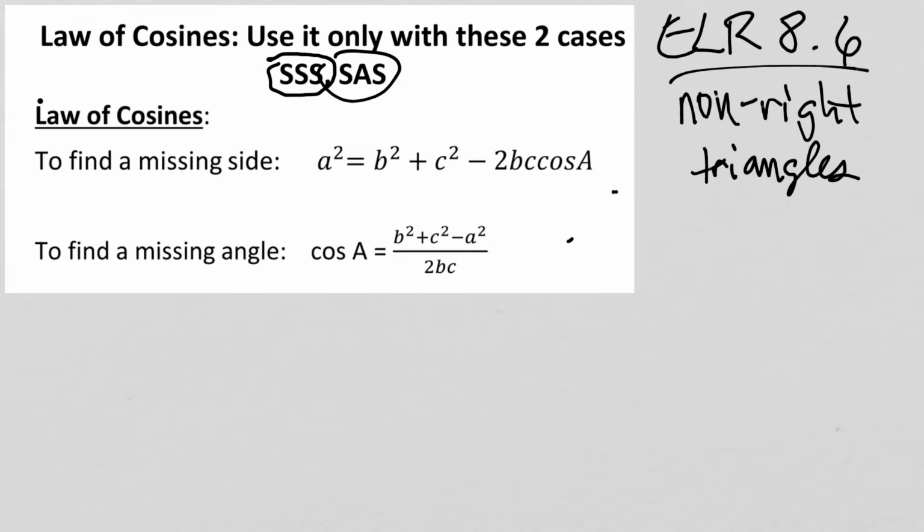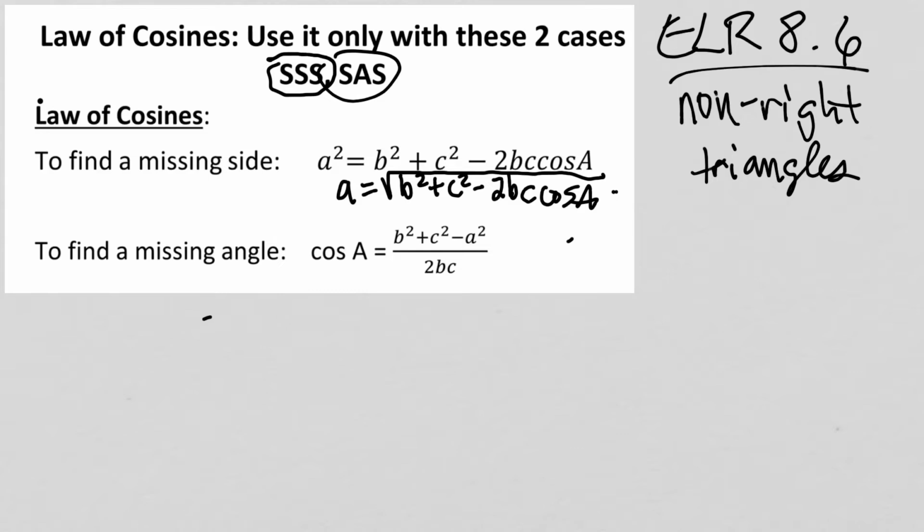Pause the video, make sure you copy this in your notebook. To find a missing side, we're doing this whole thing: a squared equals b squared plus c squared minus 2bc cosine A. And I'm going to add something on in here. To get a, the square out of the a, it's actually a equals, and then this whole thing above is going to be underneath the square root. And that's how we're going to be inputting this in our calculator.